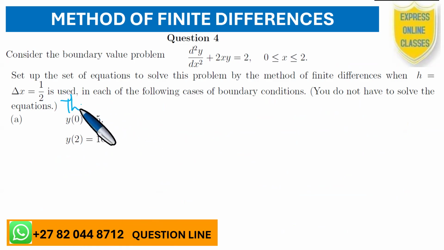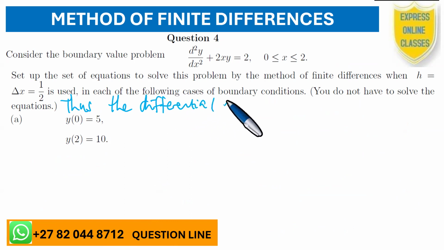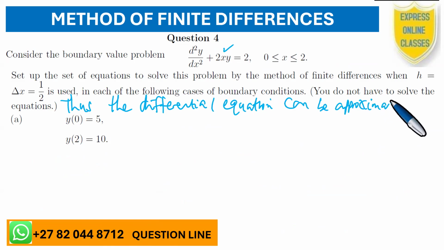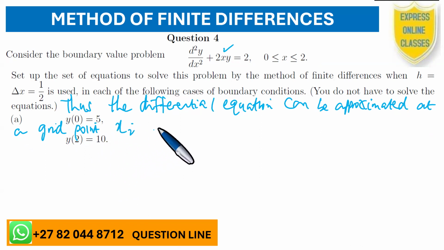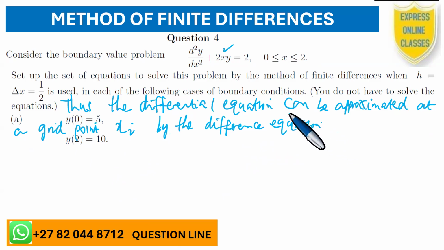And because of this, we proceed to then say, thus the differential equation, which is what we are supposed to solve, can be approximated at a grid point xi by the difference equation. Okay, so now we can convert this one by the difference equation. So it can be approximated. And we approximate it as follows.